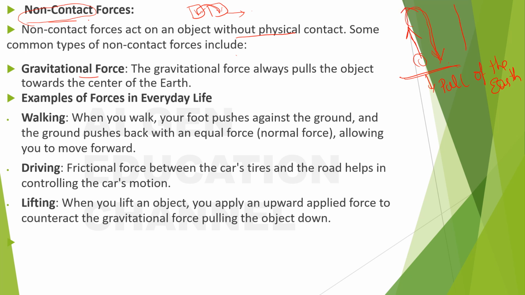It just goes up and comes back, right? It's because the earth will be pulling it. Because of the force that you have exerted, the ball went up. But when that force ceases to exist, or becomes less than the gravitational pull of the earth, then the ball comes down. The gravitational force always pulls the object towards the center of the earth.